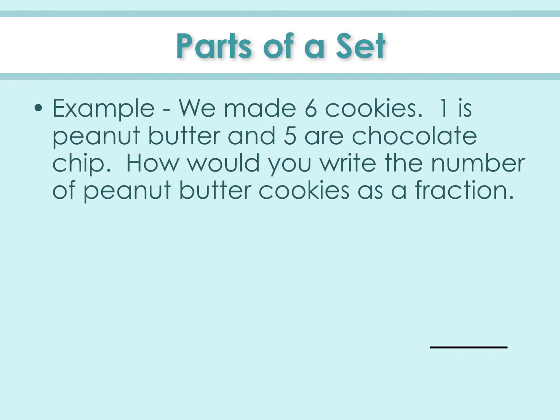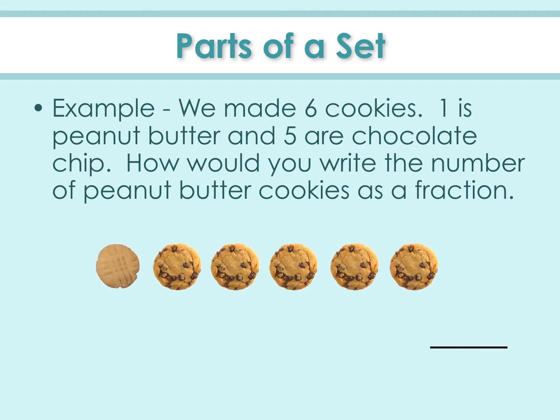Let's try an example. We made 6 cookies. 1 is peanut butter and 5 are chocolate chip. How would you write the number of peanut butter cookies as a fraction? First, you may want to create a drawing of the situation so that you can better understand the problem. So you can see we have our cookies drawn out here. 1 is peanut butter and 5 are chocolate chip.